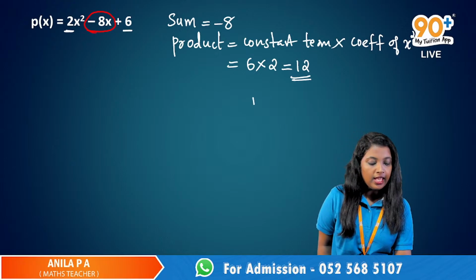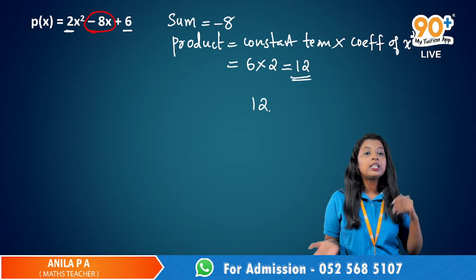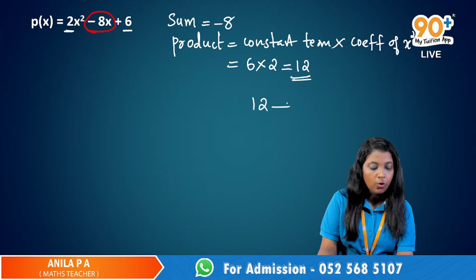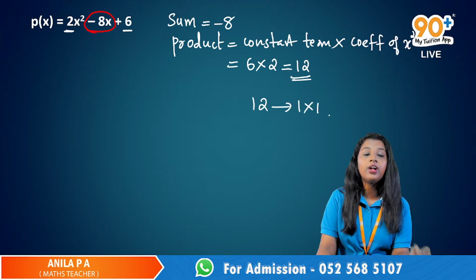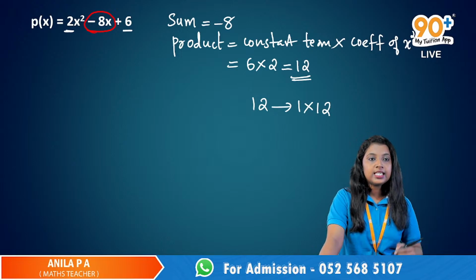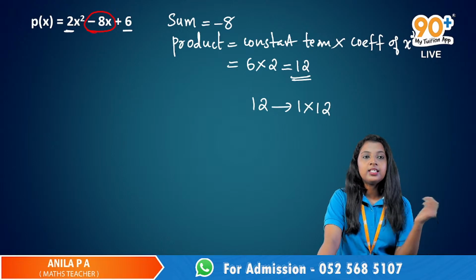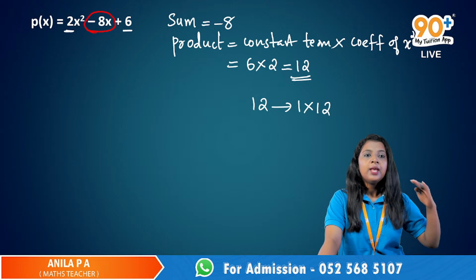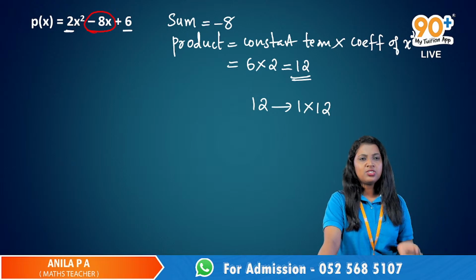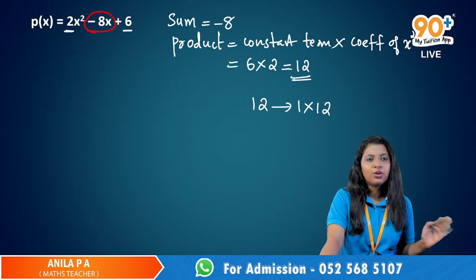Yeah, and we will always write the factors of 12. That is 1 into 12, and 1 into 12 is 12. Let's see whether 12 plus 1 is 13, or negative 1 minus 12, is negative 8. No, it is not going to work.